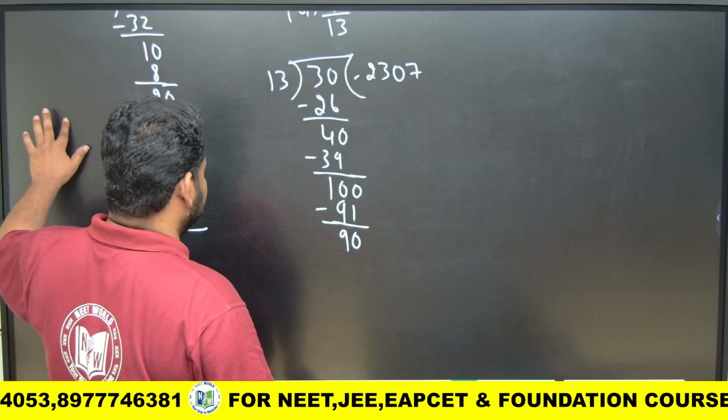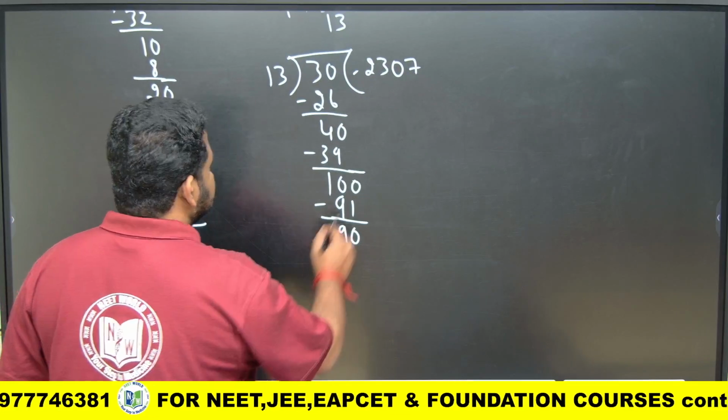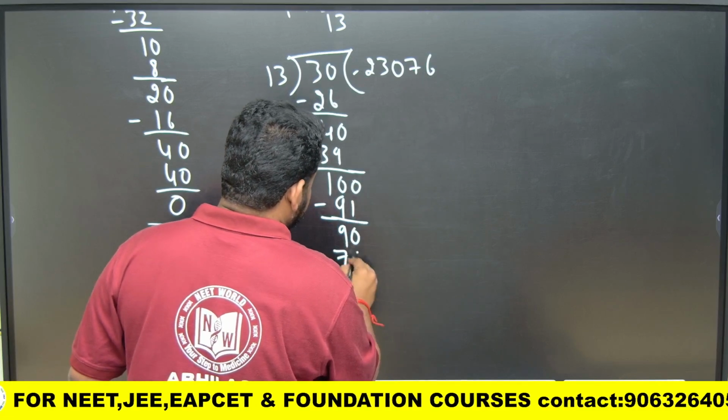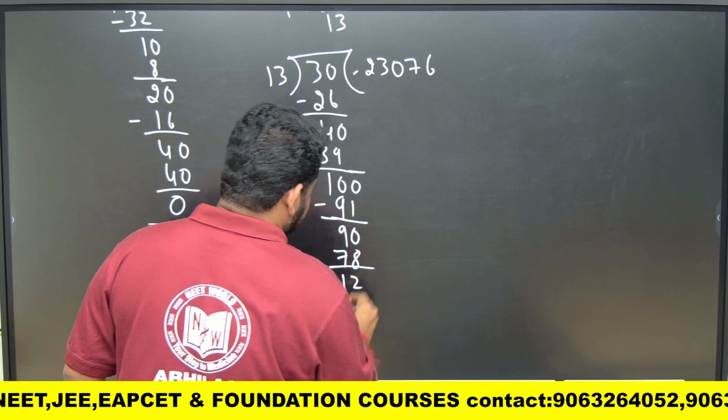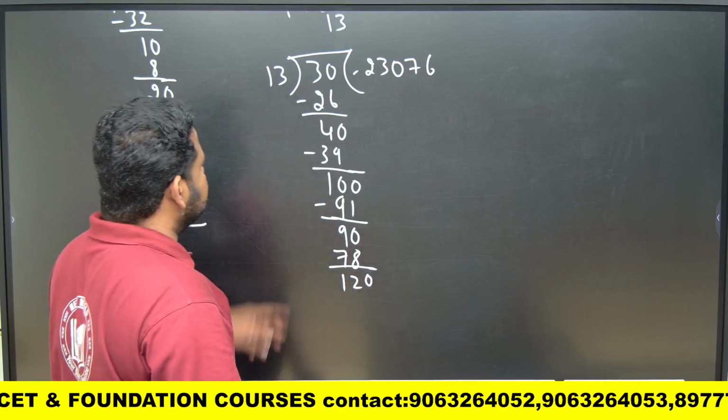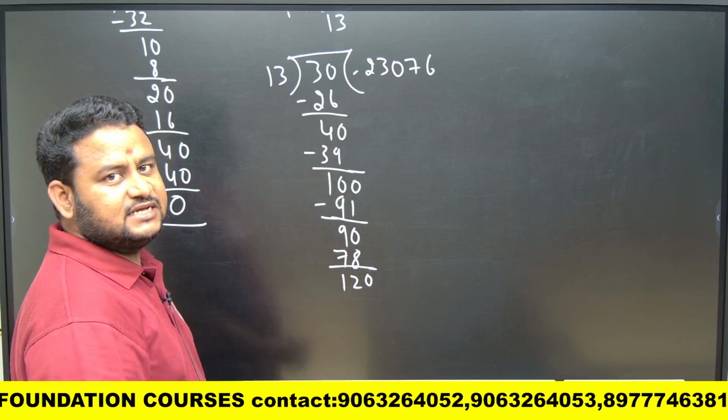See here, if I move it, I will get space. So I have 90. This is 13 6s are 78. What is the remainder that I have? I have 12. So 12 is less than 13. Again I have to take 0. 0 I took. So 13 9s is 117.